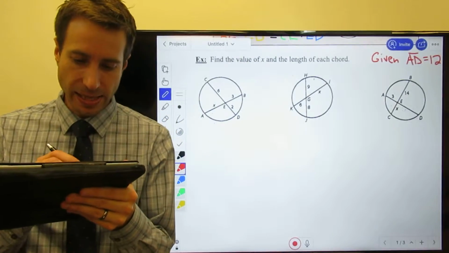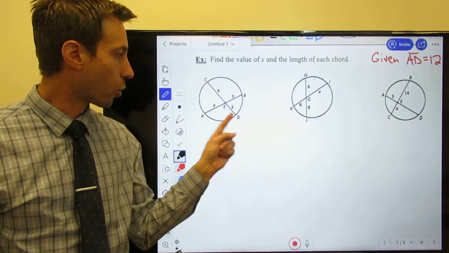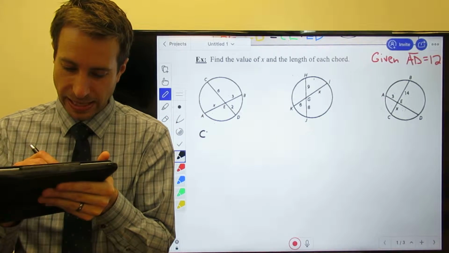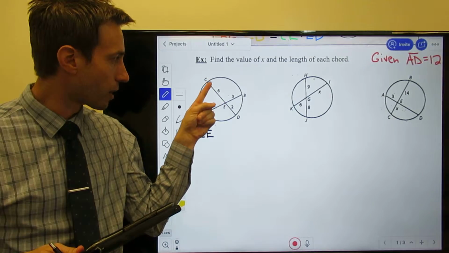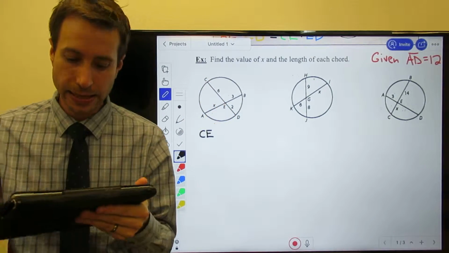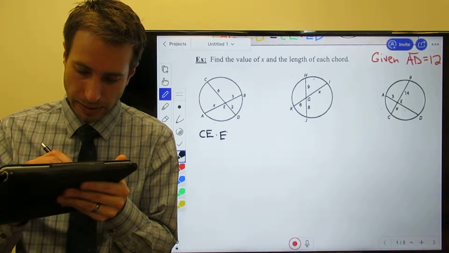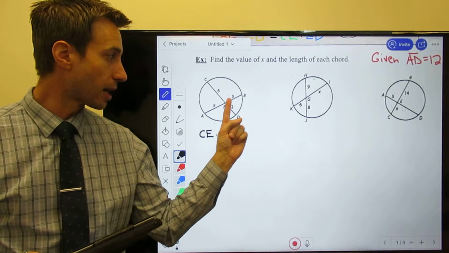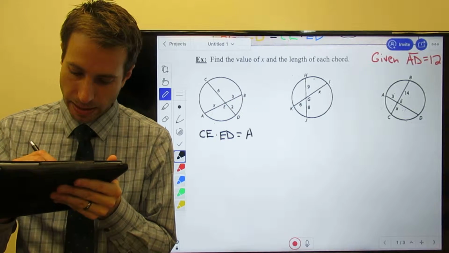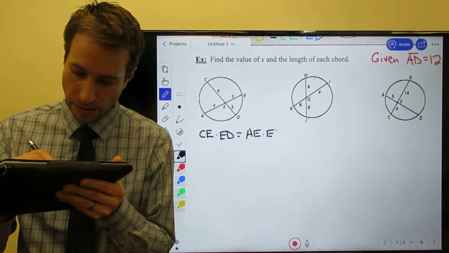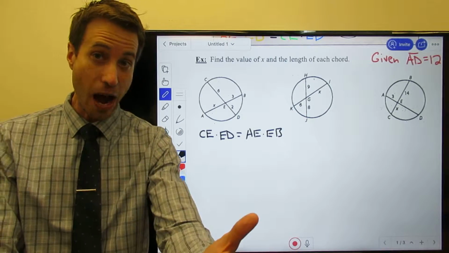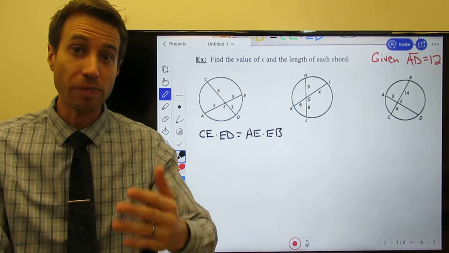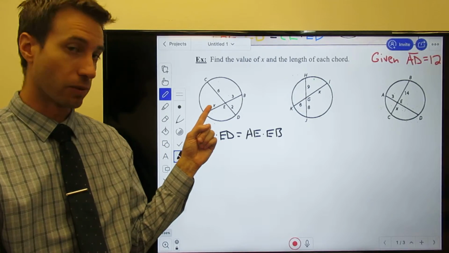Here's what the theorem says. Look at what I've got: two chords, and those chords intersect at E. Set up the theorem. I know that CE, this segment right here, multiplied by ED has to be equal to my other chord, so AE times EB. That's the theorem. That's the geometry. Now it's algebra.